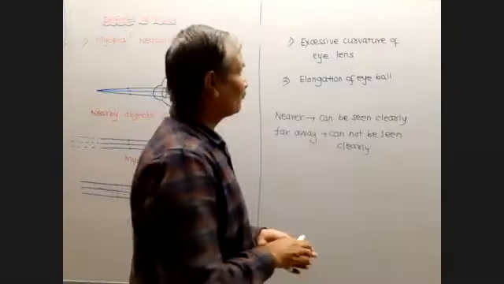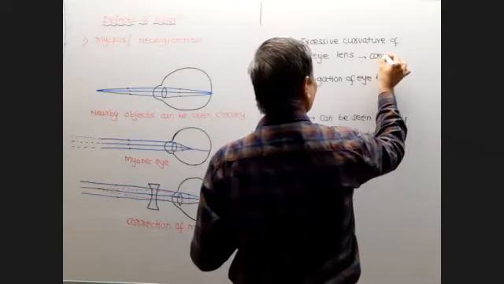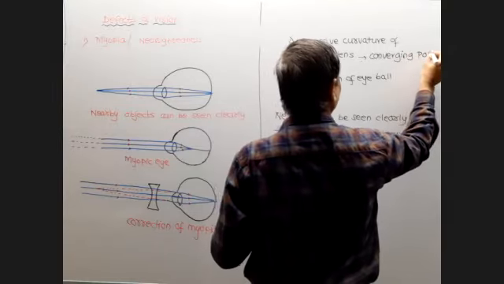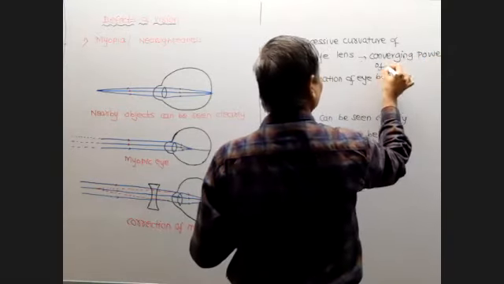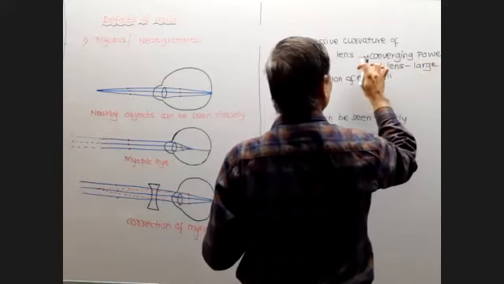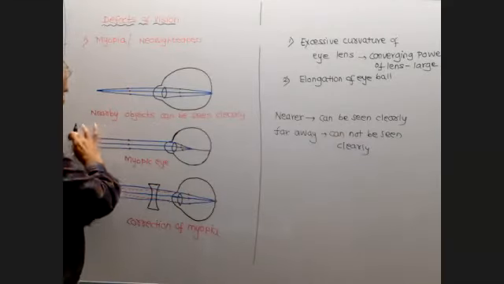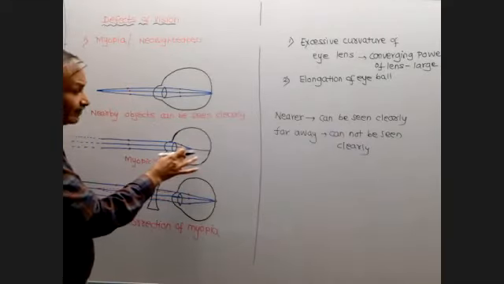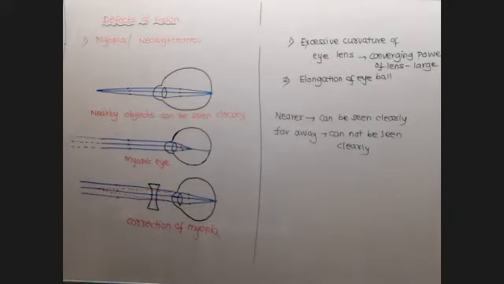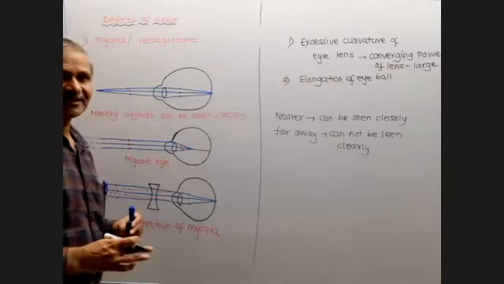In this case, the converging power of the lens is large. So the rays which come from far away will be converged too much because of the excessive curvature of the lens. And that is why they will not fall on the retina, but fall before the retina.